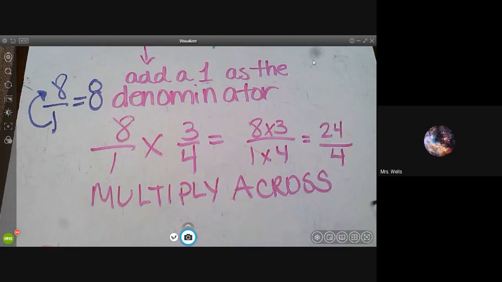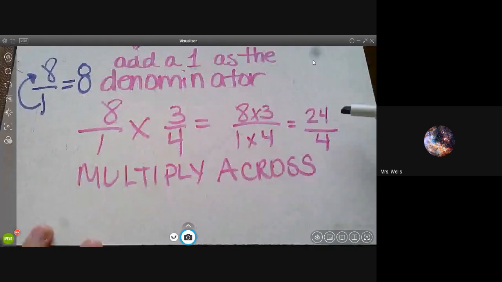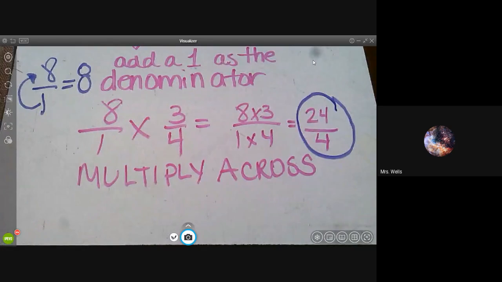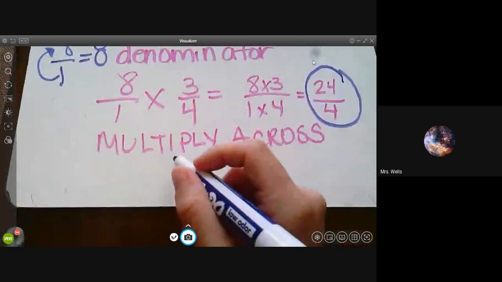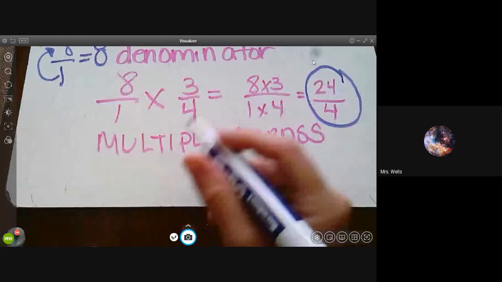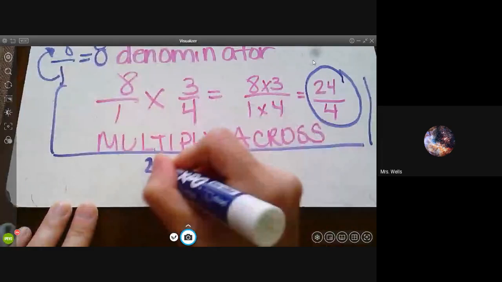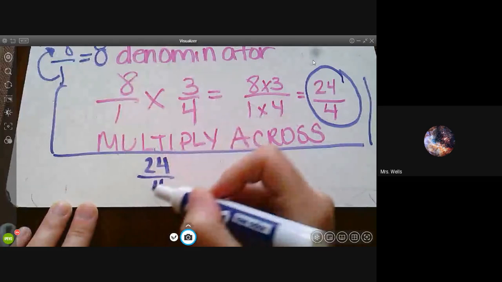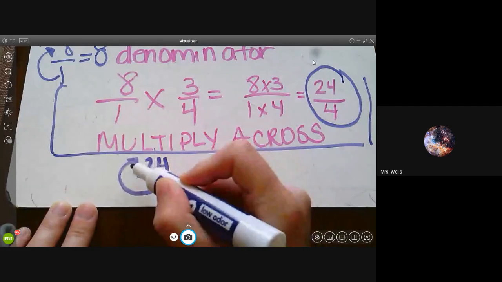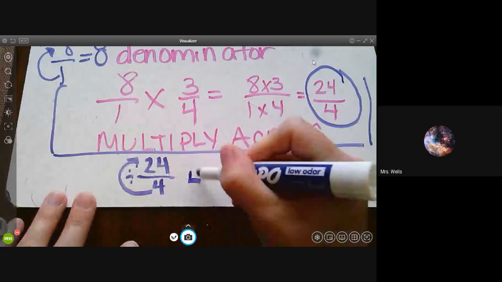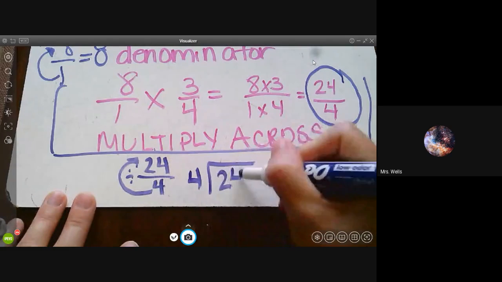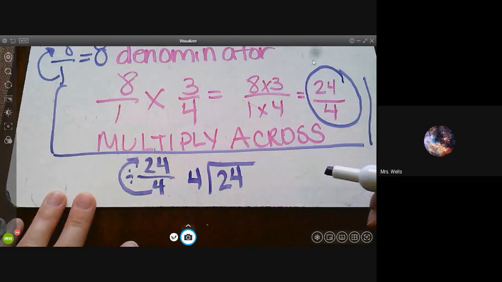Okay, so now I have this answer right here, which is 24 over 4. But most of you are going to say, Mrs. Wells, you can't leave it like that. It's an improper fraction. You are correct. So I have to change my improper fraction to a mixed number. And the way that I do that, and I hope that most of you remember this, is I take my denominator and I divide it into my numerator. So 4 goes into 24. Okay? So I have to figure out how many times does 4 evenly divide into 24.